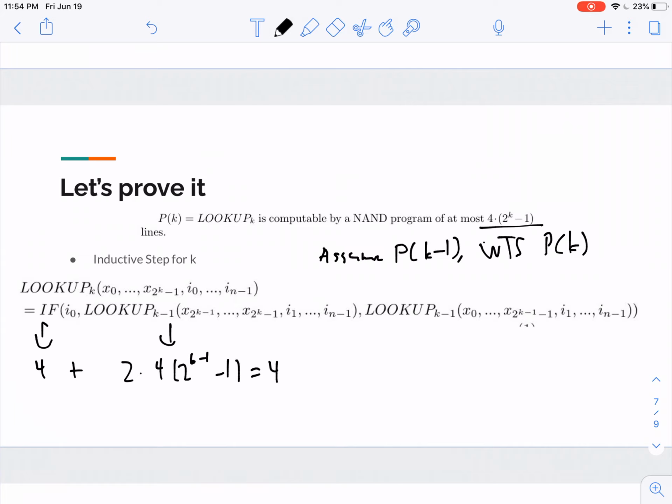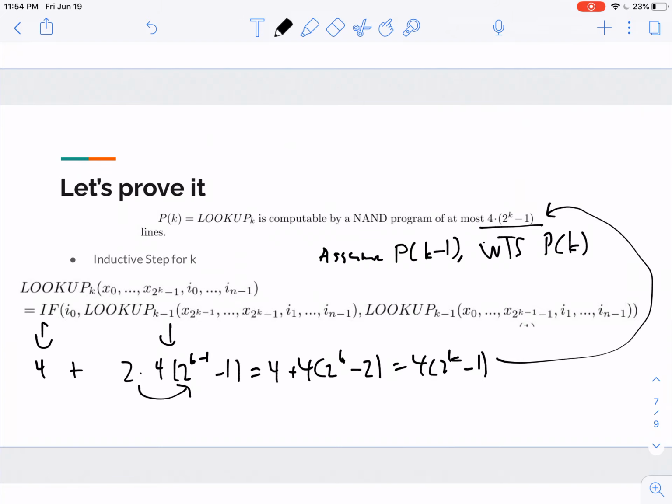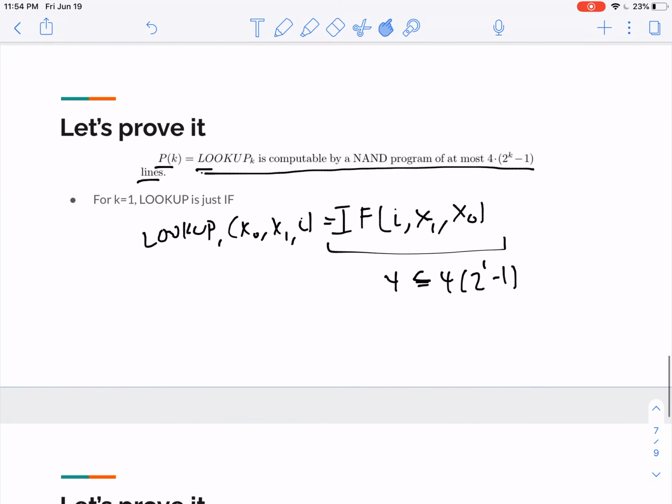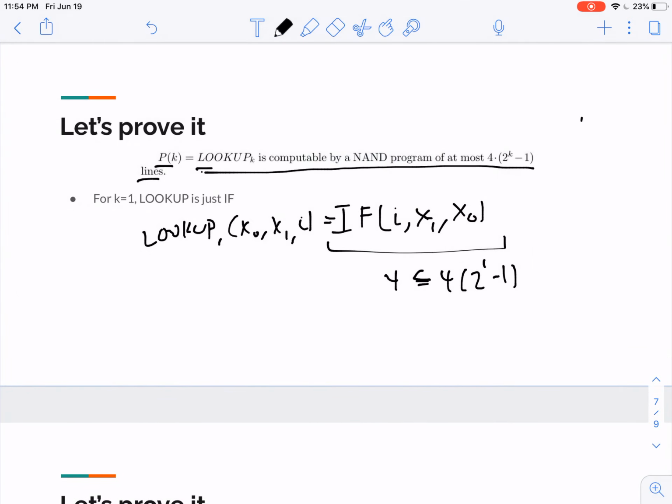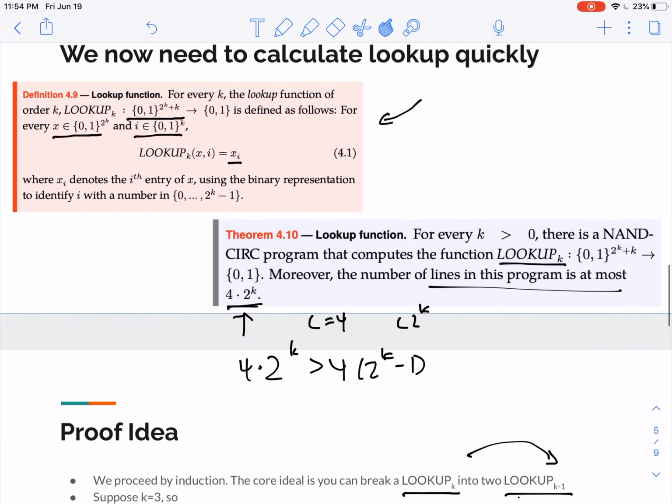That gives us 4 plus 4 times 2 to the k minus, we're just going to move this 2 inside here. So that gets rid of the minus 1. And so then we just have 4 times 2 to the k minus 2, which is equal to 4 times 2 to the k minus 1. And that's exactly what we want. So we see that the runtime is bounded below that. And so that, to remind you, now we've proved by induction this predicate, and this predicate implies this theorem here.